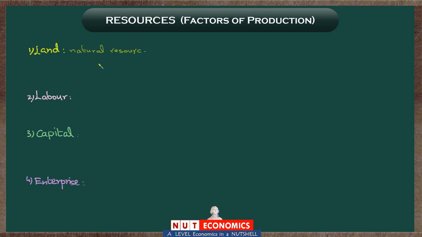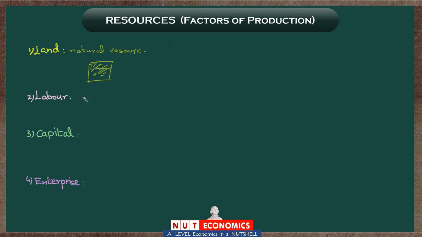Now, some of you might get confused because in everyday language, by land we mean this piece of earth. Now that piece of earth, that is also included in this economic definition of land, that is also considered to be a natural resource, but just one of the many other natural resources that together all mean the resource of land in the economic sense of the word.